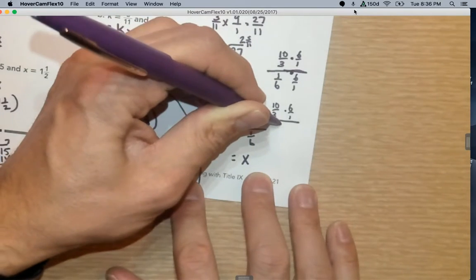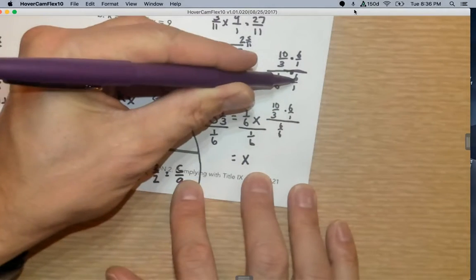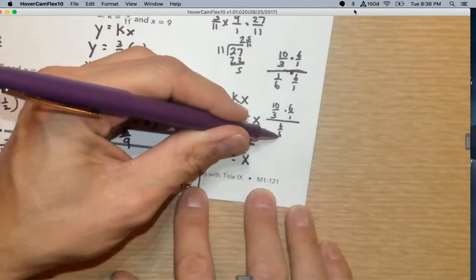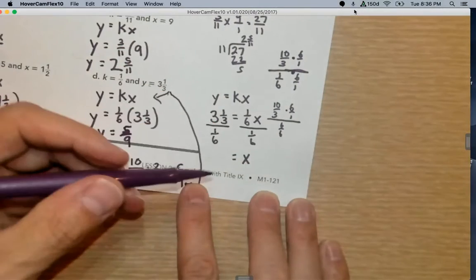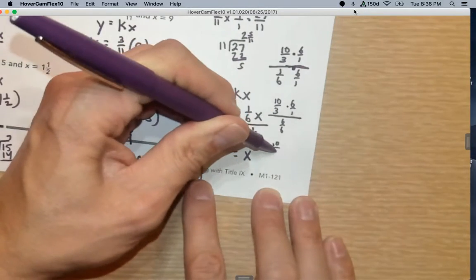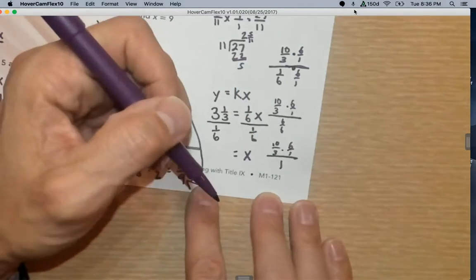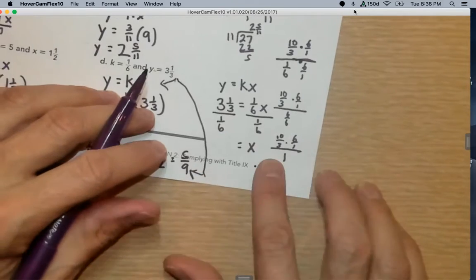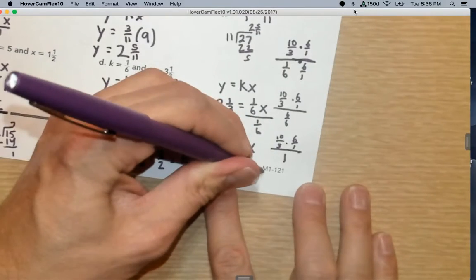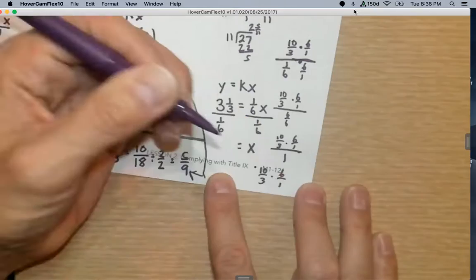6. 1 times 6 is 6. 6 times 1 is 6. 6 over 6, which is equal to 1. So I can rewrite it again as 10/3 times 6 over 1 all over 1. Whatever's all over 1 is whatever's on top. So we have 10/3 times 6 over 1.